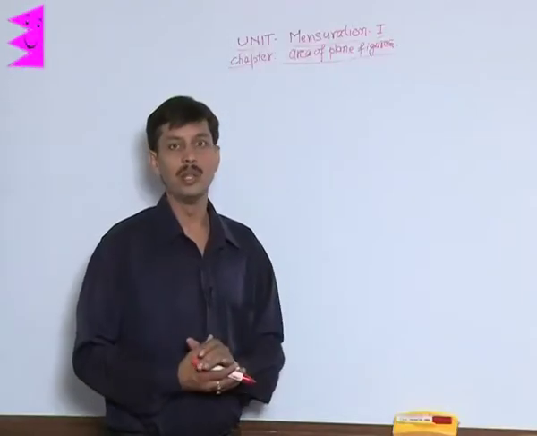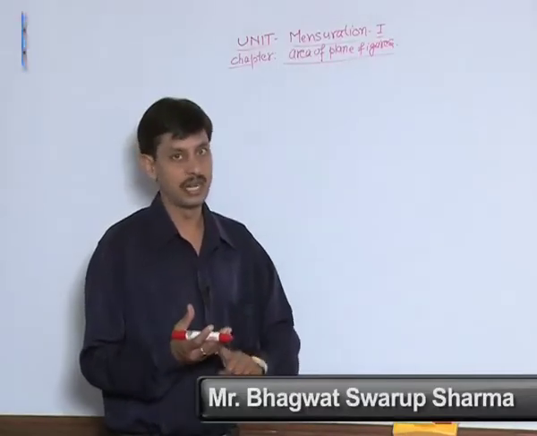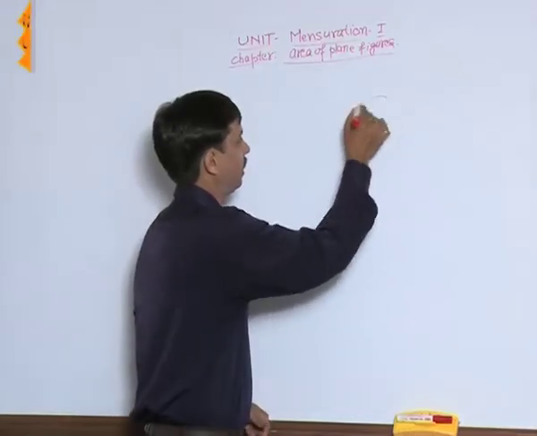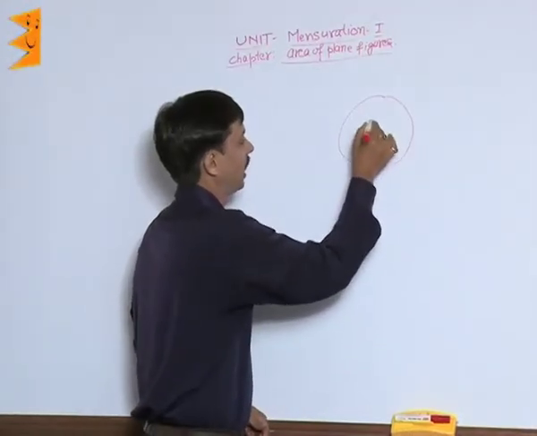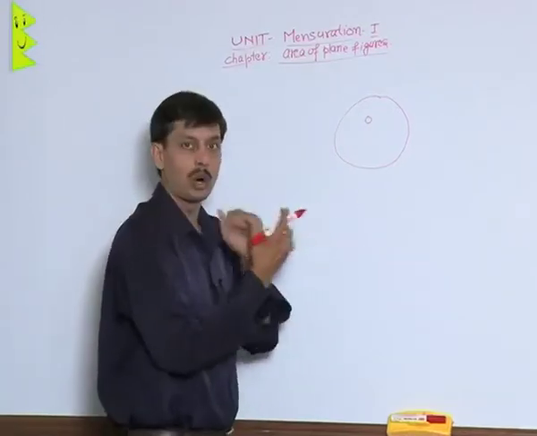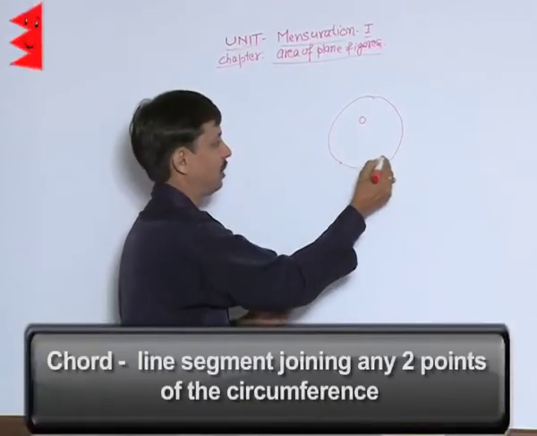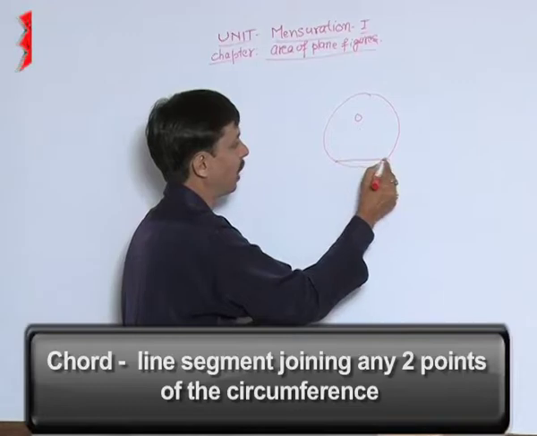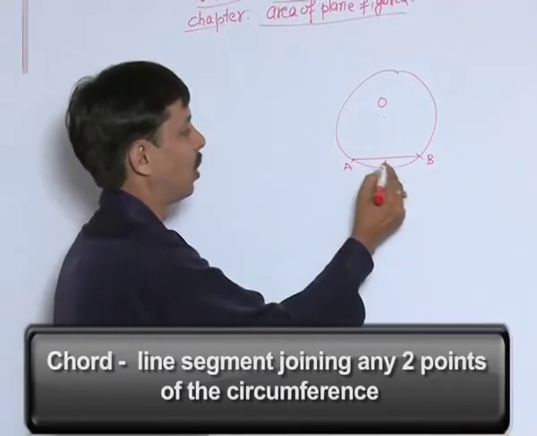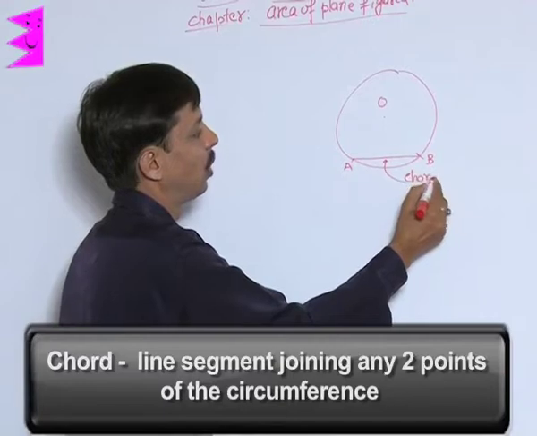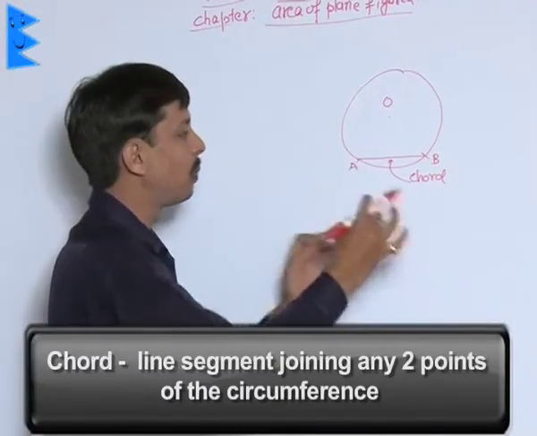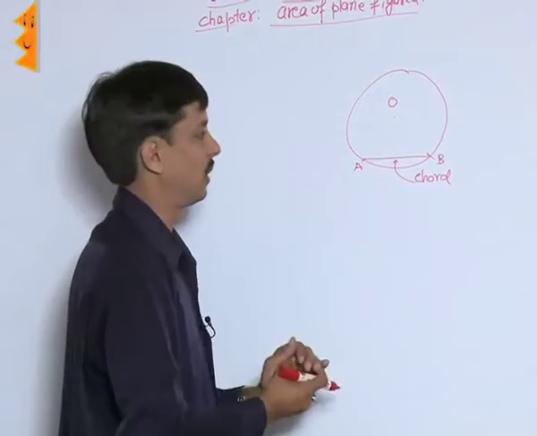Now I want to tell you what the diameter, sector and segment in a circle are. If I take a circle with center point O, then I want to tell you what a chord is. A line segment joining any 2 points of the circumference is known as a chord. This is the chord. A chord is a line segment which joins any 2 points. This is a chord of a circle.